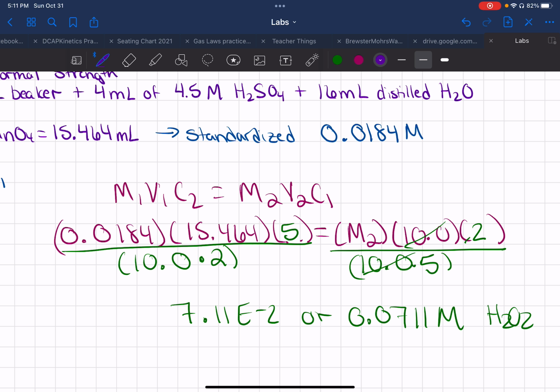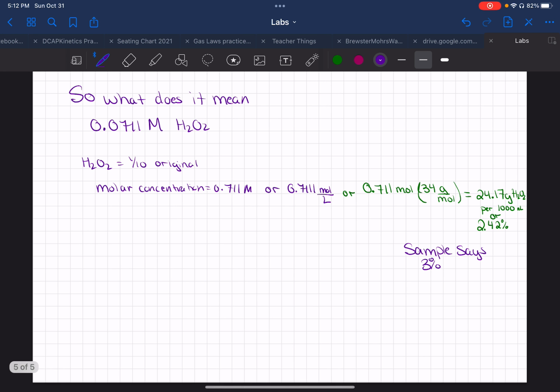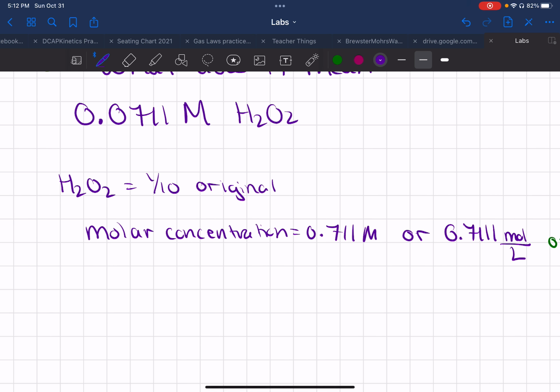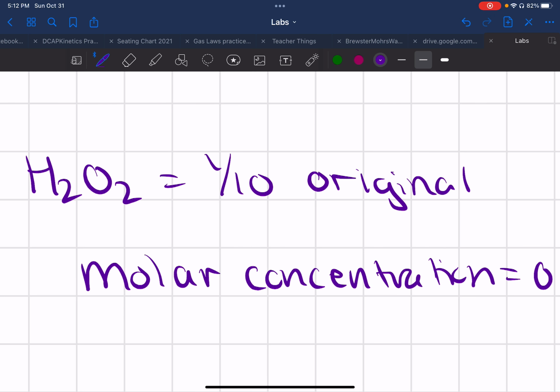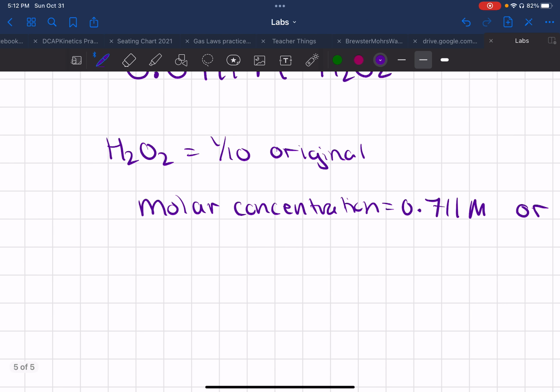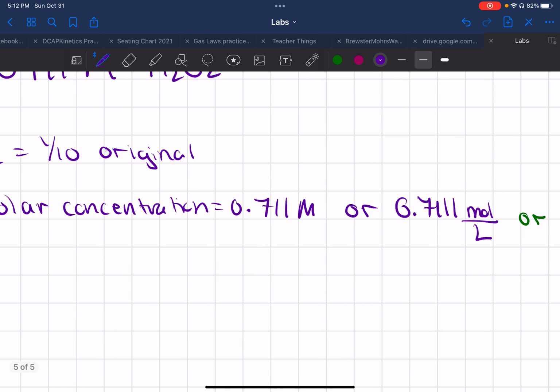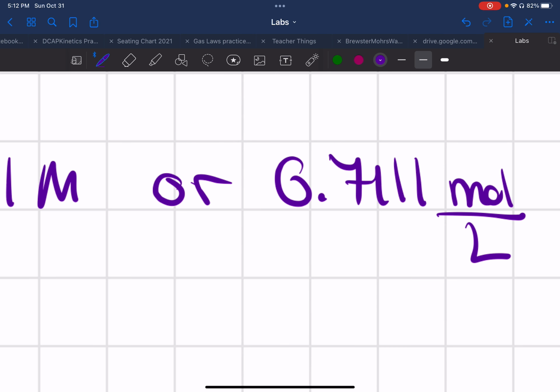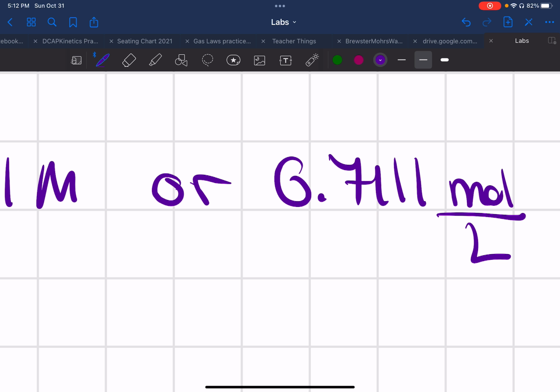Now, what does that even mean? Great, I've got a number. Now, what do I do with it? How does this get me back to figuring out what the percent of hydrogen peroxide is in that bottle? Great question. So we have to understand what that 0.0711 molar means. A few things to keep in mind: we diluted it to 1/10 of the original concentration. So my molar concentration of 0.711 capital M also means 0.711 moles per liter.